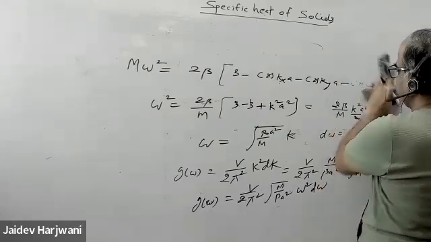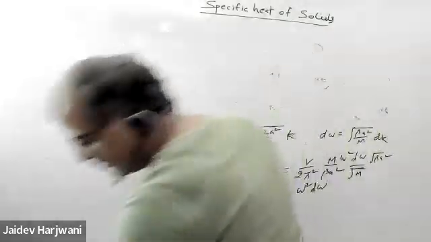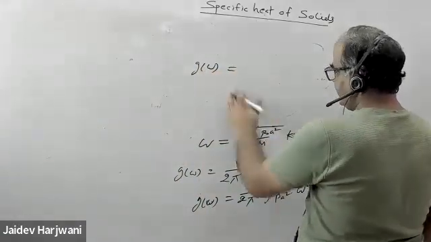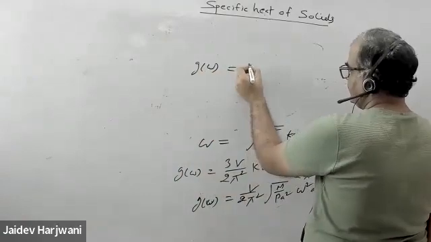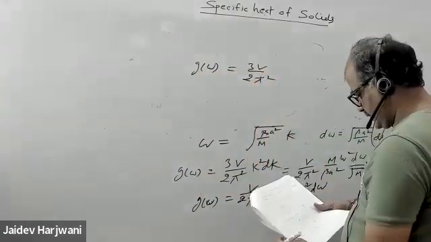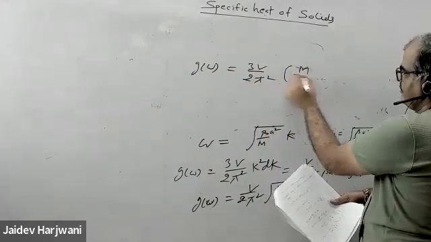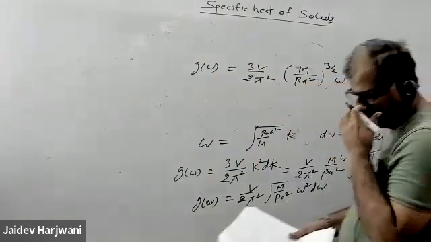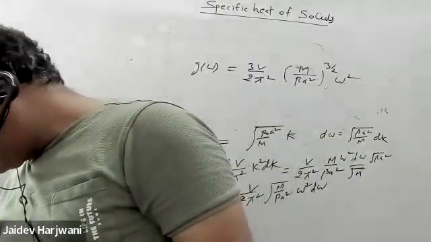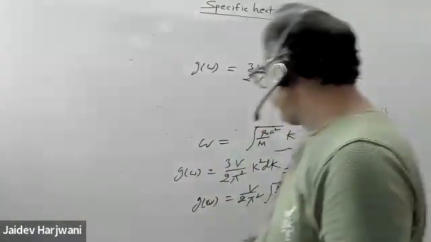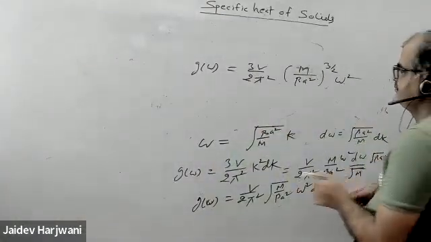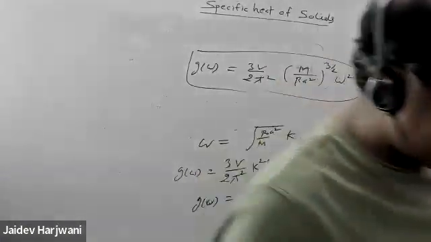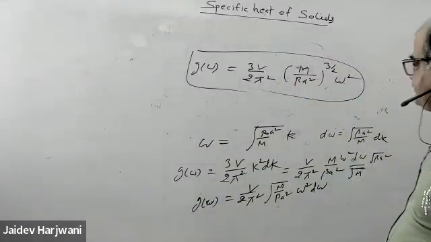I am writing the final expression, you just check what the mistake is. So the final expression is g omega, and for 3D solid, if you calculate that, multiply by 3 also. So 3V upon 2 pi square, m, capital M or small m whatever, upon beta a square to the power 3/2, omega square. This should be the answer, check. I made some mistake while reversing. Sir, it is coming. Others also check it. Yes sir, it is coming. Okay.